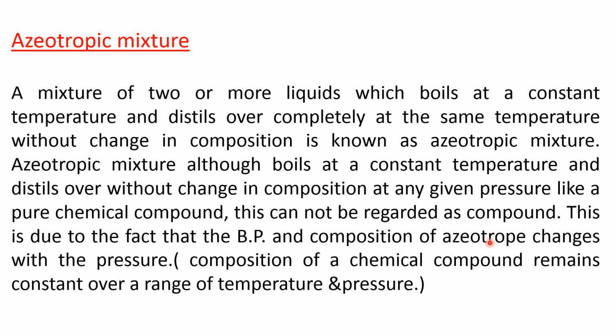This is due to the fact that the boiling point and the composition of the azeotrope change with pressure. But for a pure chemical compound, the boiling point and composition remain constant over a range of temperature and pressure. And here it is an azeotropic mixture of minimum boiling point. If you take the non-ideal solution showing negative deviation from Raoult's law, then you will get an azeotropic mixture of maximum boiling point. Now coming to the answers of the other questions.